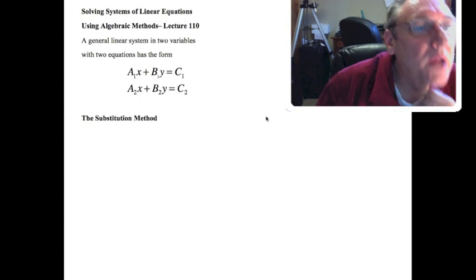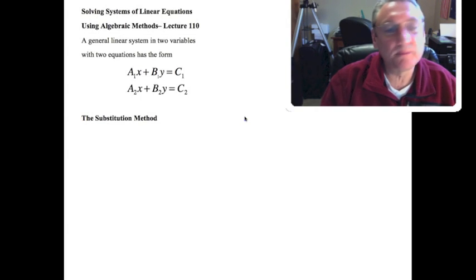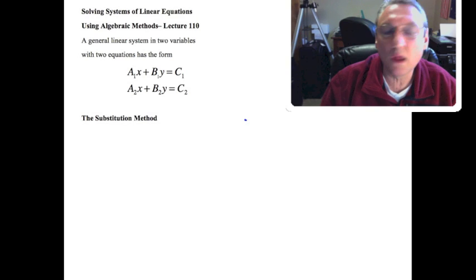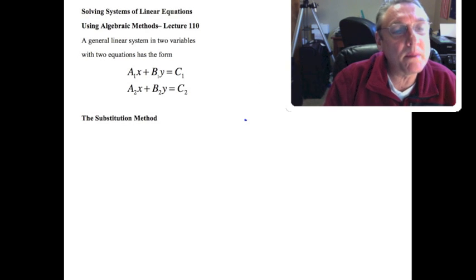Well, welcome back, and today we're going to discuss doing manipulations with algebraic systems to solve them algebraically. There's a couple of methods that we are going to employ to solve linear equations algebraically. We're going to start with a simple general two-variable system in two equations.